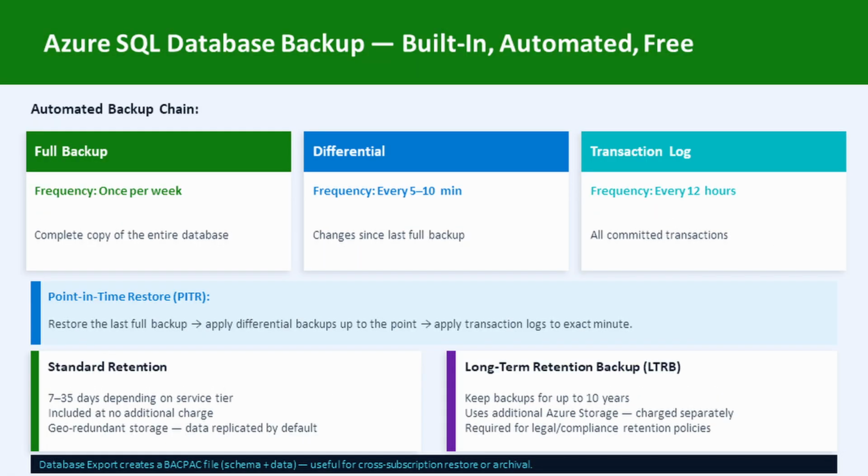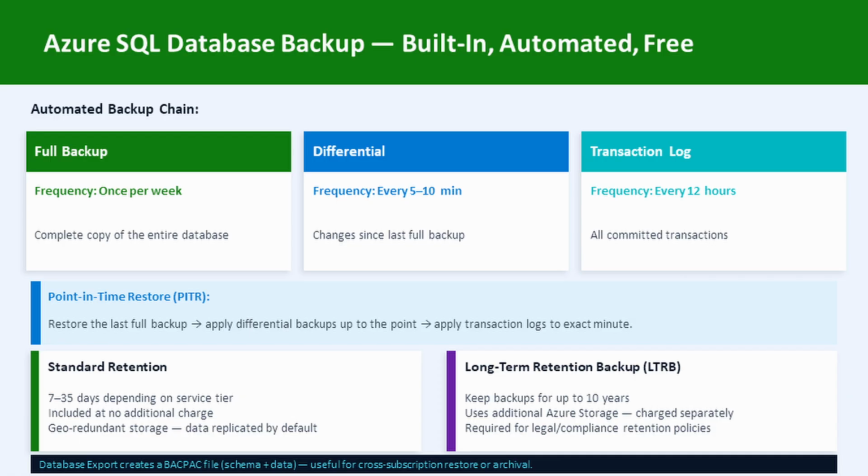One of the most reassuring aspects of Azure SQL Database is that backups are completely automatic, require no configuration to get started, and are provided at no additional cost as part of every database tier. When you create an Azure SQL database, Azure simultaneously creates geo-redundant storage and begins running a continuous backup chain. Let's look at the 3 types of backups and how they work together.